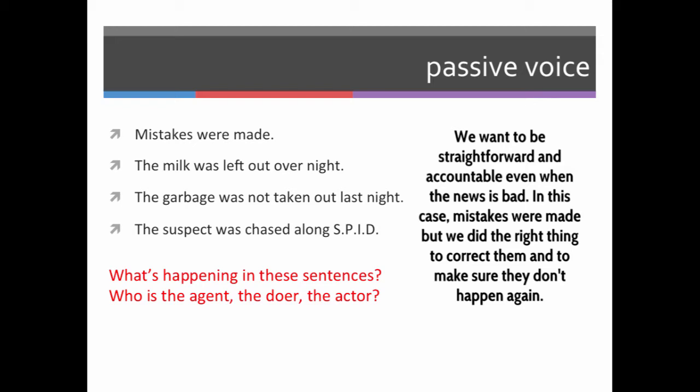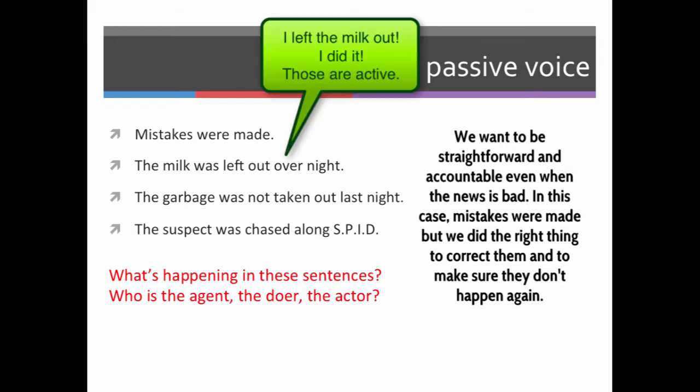The passive voice changes that pattern though. So if you look at these sentences, mistakes were made, the milk was left out overnight, the garbage was not taken out. Those two sentences in particular, the milk was left out, the garbage was not taken out, are sentences that I use. Why would I use those? Well, you can notice in those two sentences that the person who did leave the milk out is not included in the sentence, right? So the passive voice allows us to hide the agent, allows us to hide the person that's doing it.